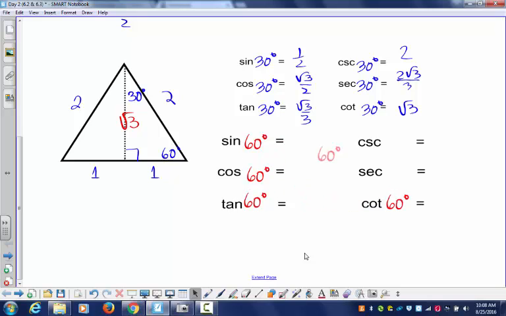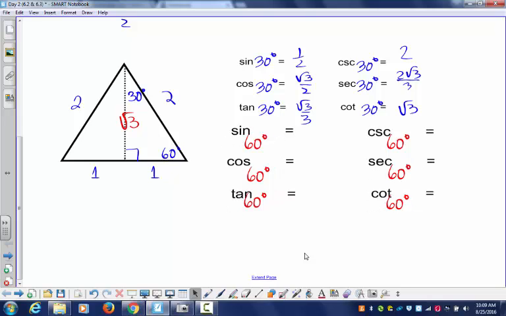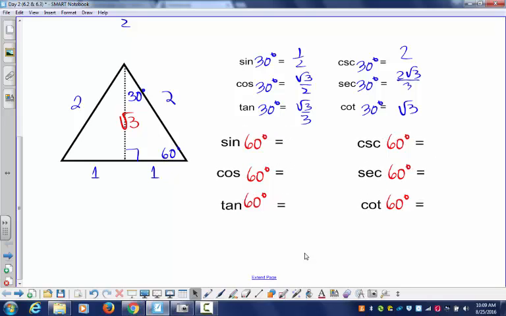So if we want to use that concept here, sine has what as its cofunction? Cosine is the cofunction for sine. So if we want the trig function value here, instead of going to the triangle, we could say the cofunction of sine is cosine. Complement of 60 is 30, so they have to have the same value.